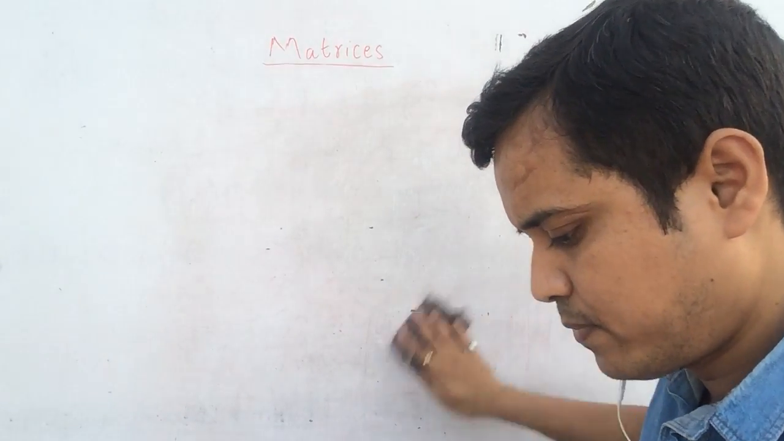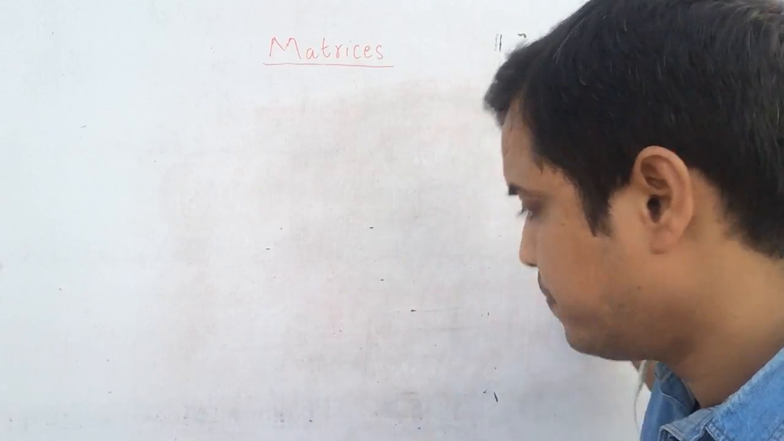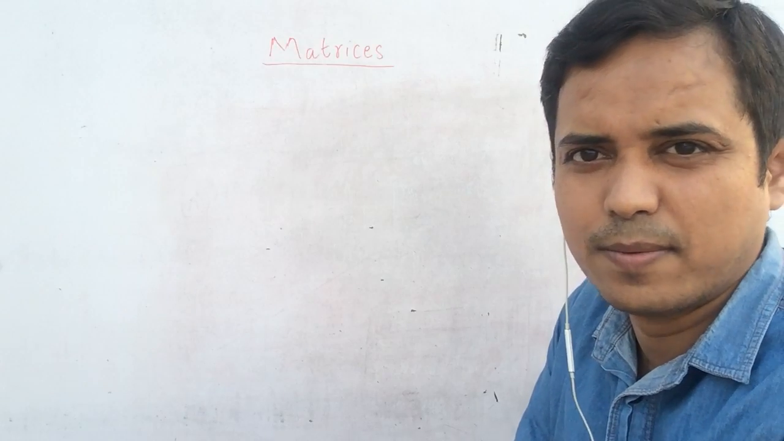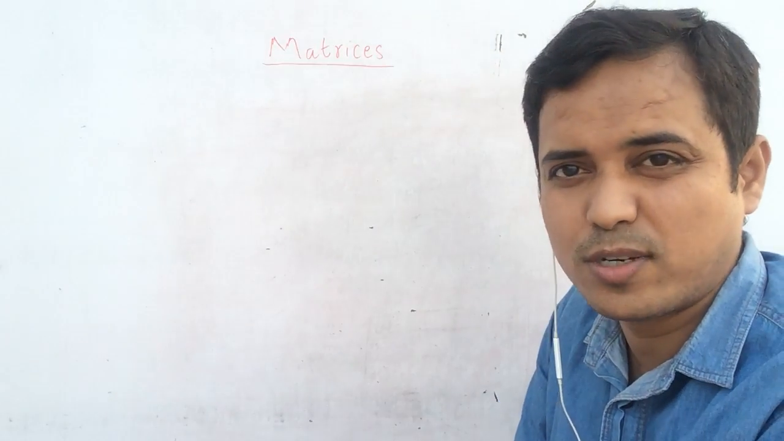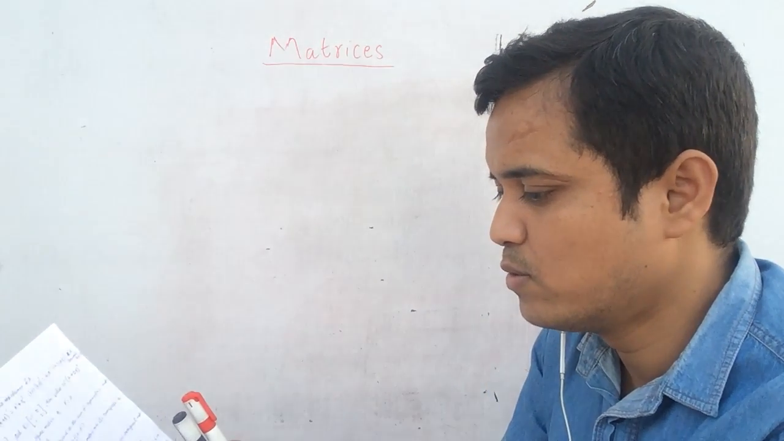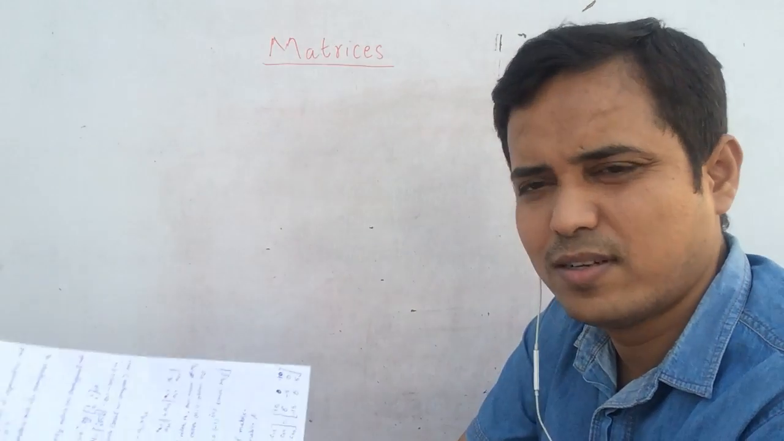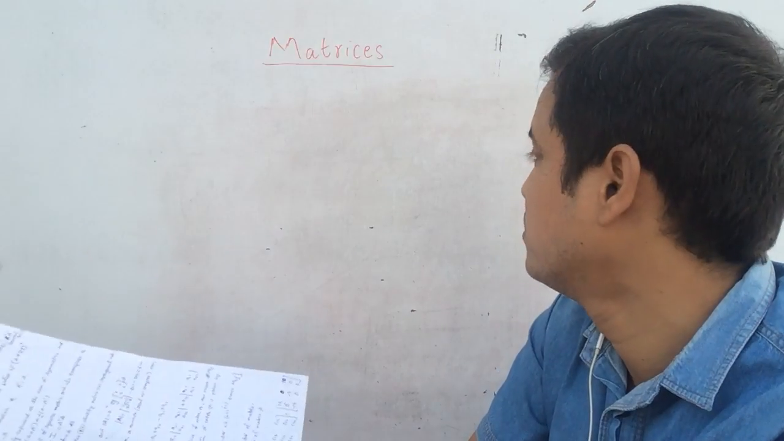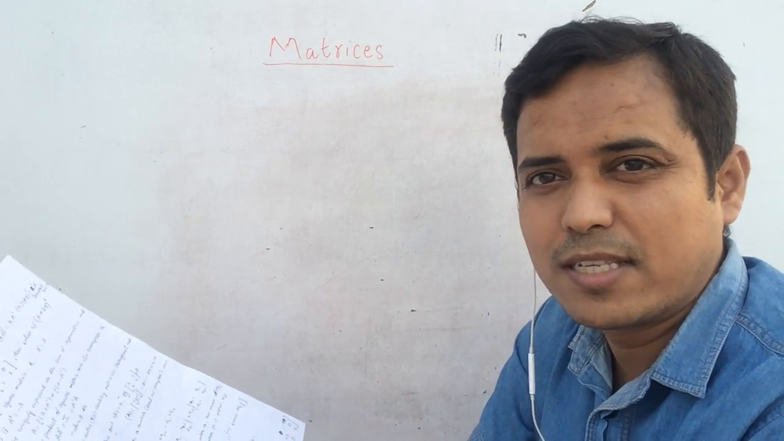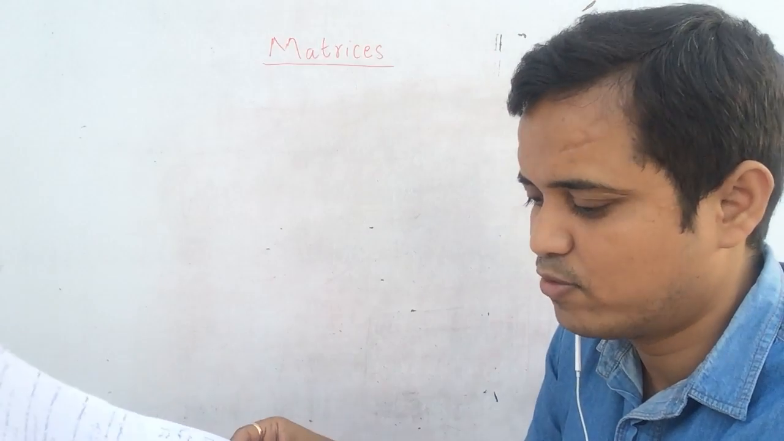So we have understood what is a singular matrix and what is a non-singular matrix, and we understood how you solve a determinant. In the next class we'll do the minor, cofactors and adjoint.